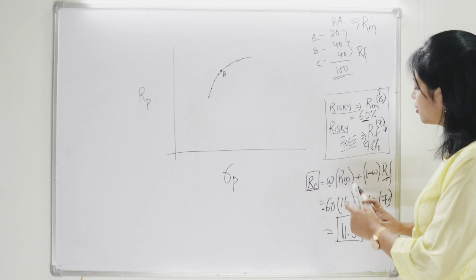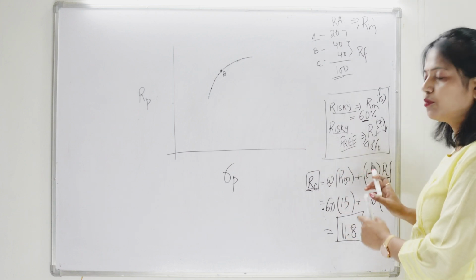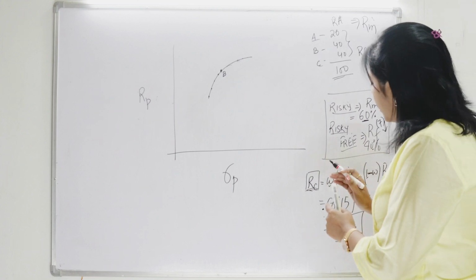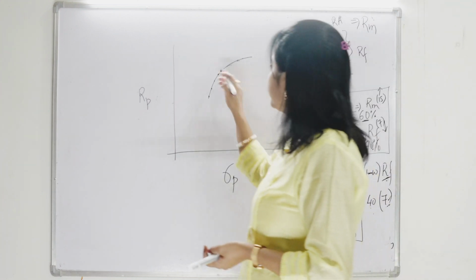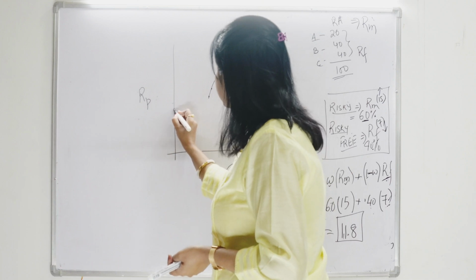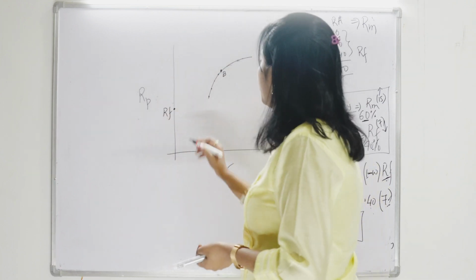This way I will change the combined portfolio. I will combine the portfolio, and then I will increase my degree of risk, and accordingly see what is happening here. This is this. Suppose my risk-free return is here, RF. Okay. Why is it here?